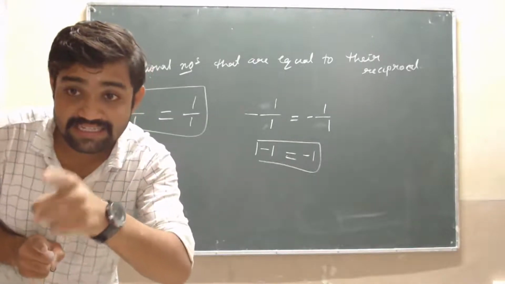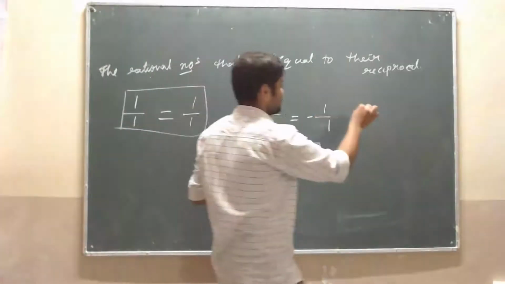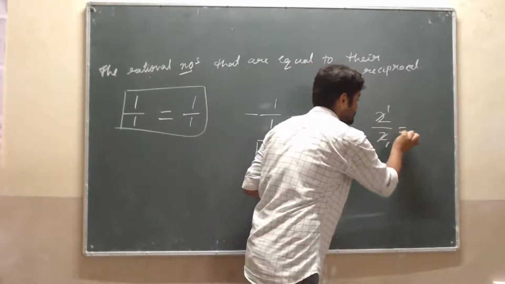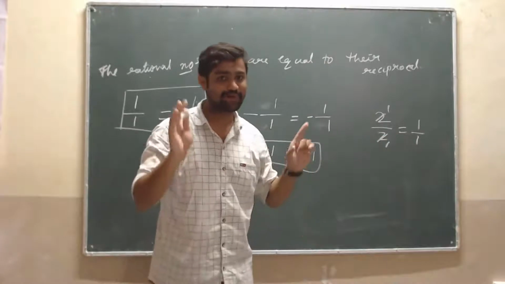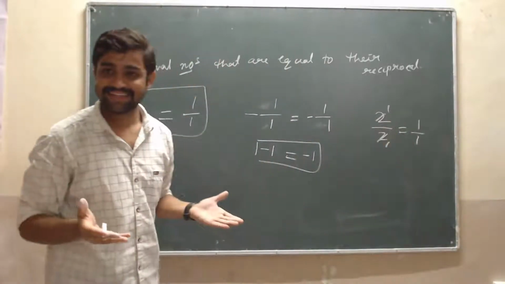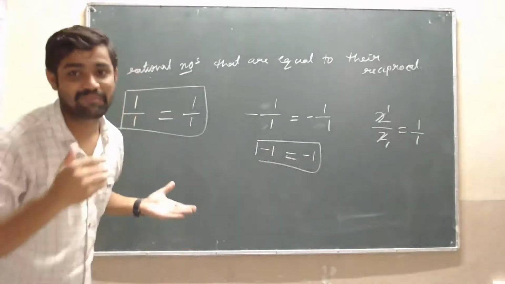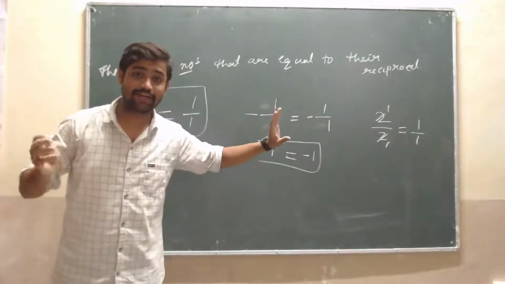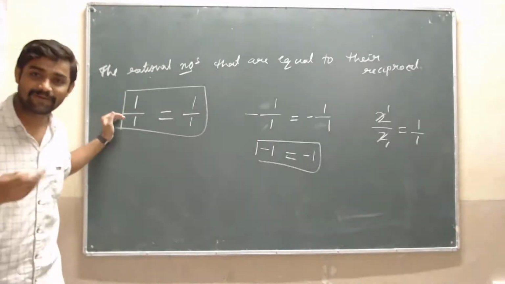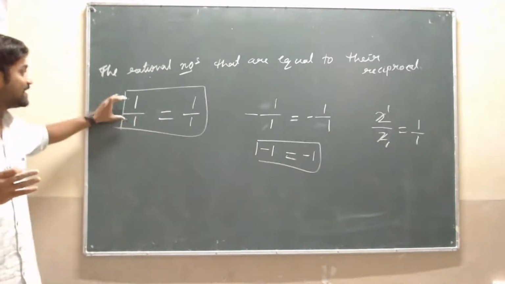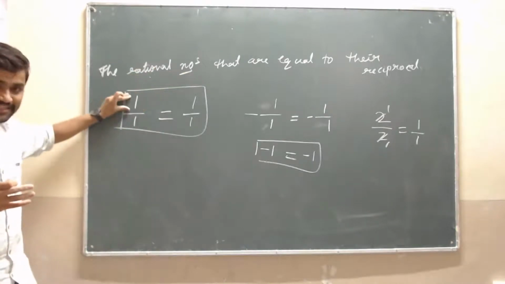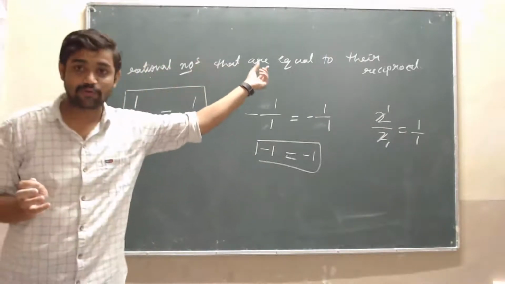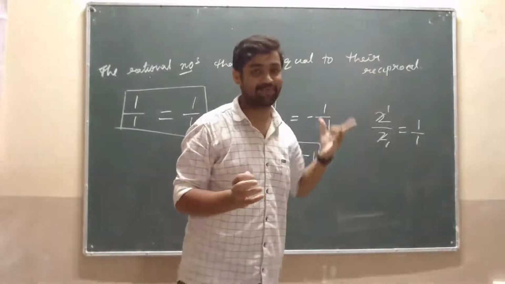Sir, we can say 2 by 2. See here, my dear, 2 by 2 is already cancelled, 2 ones are 2, so it is 1 by 1. We can take 100 by 100, 200 by 200, whatever it may be, but generally we have the form 1 by 1. We have only two rational numbers, plus 1 and minus 1. These are the two rational numbers that are equal to their reciprocals.